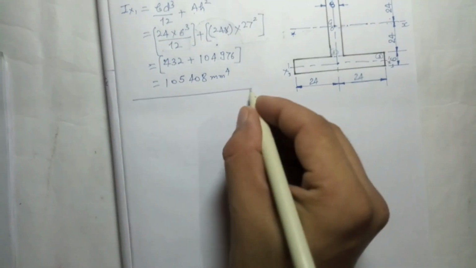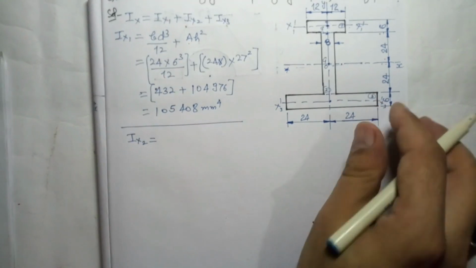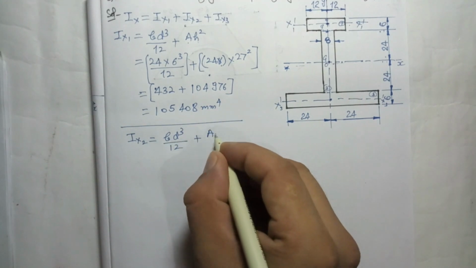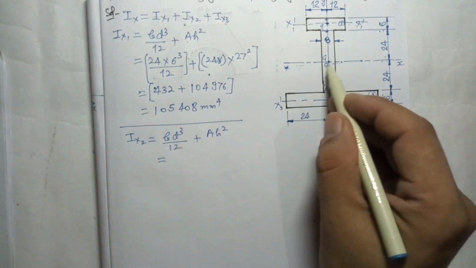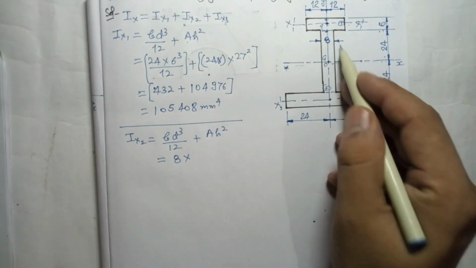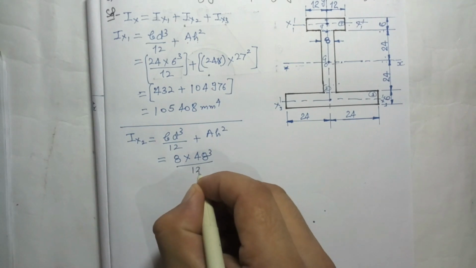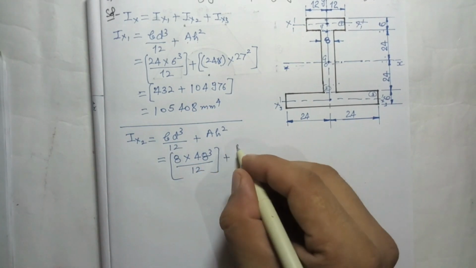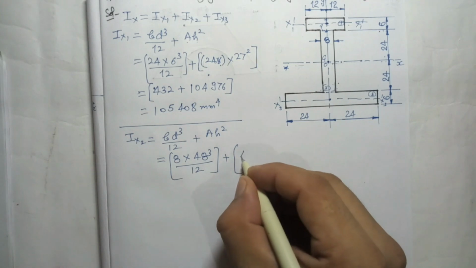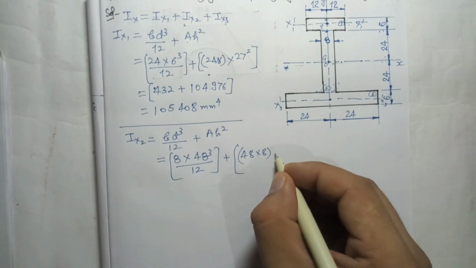Now we will do the same for the second surface, that is the vertical rectangle. We apply the same formula, bd cube by 12 plus A h squared. Now what will be b? It will be 8, because it is parallel to the axis, into d, the opposite side, that is 24 plus 24, 48. So 48 cubed by 12 is the first part, and then A h squared. The area of this rectangle is 48 into 8.